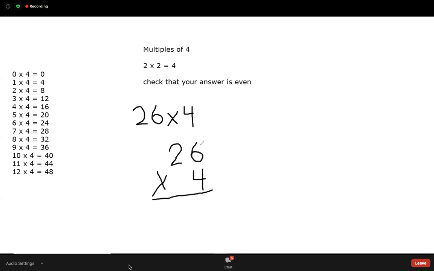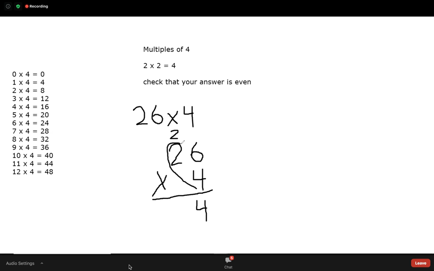Yep, Sagat Sai says this one's tricky, and I agree. I purposely made this last one a little tough for you guys. So let's see how we do it. 6 times 4 is going to be 24. So we carry up a 2 and leave behind this 4.